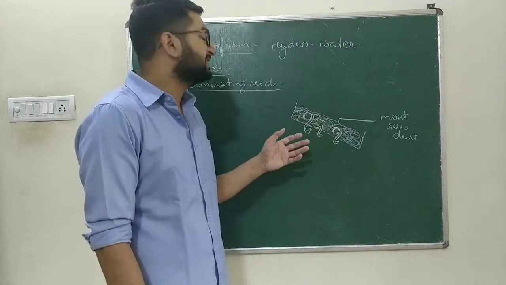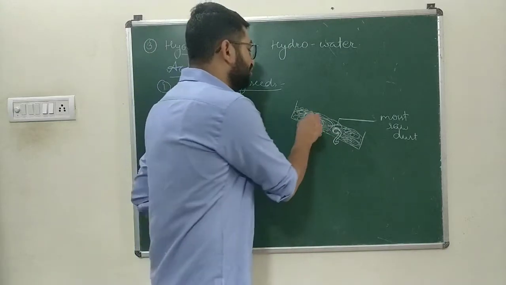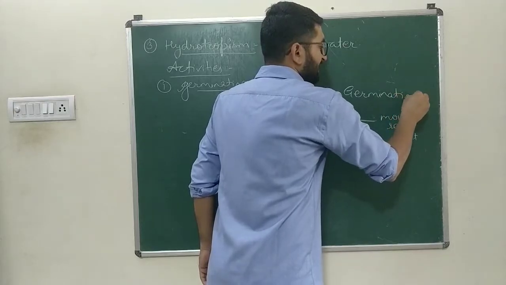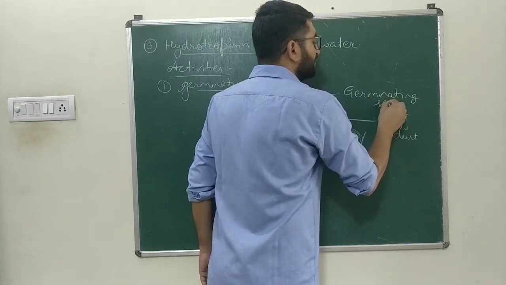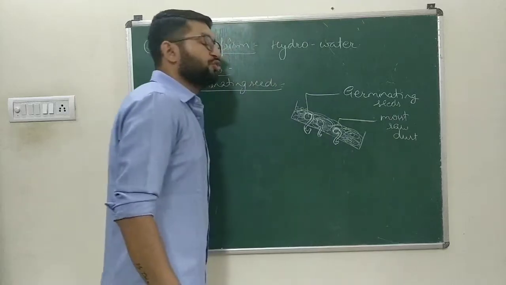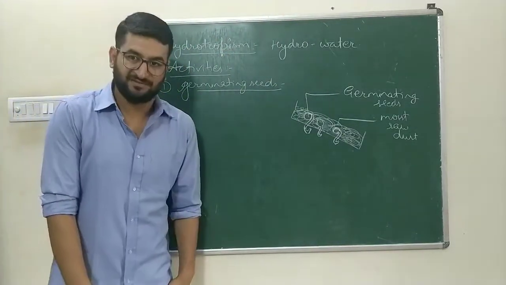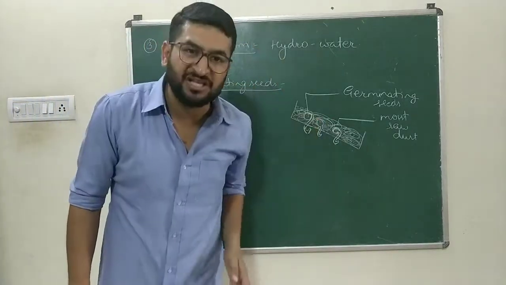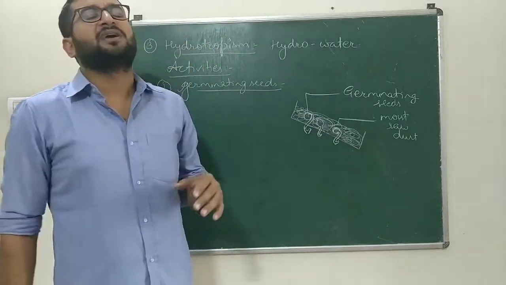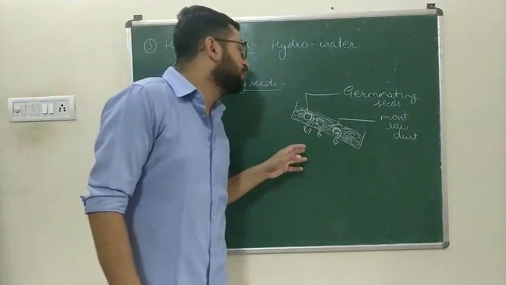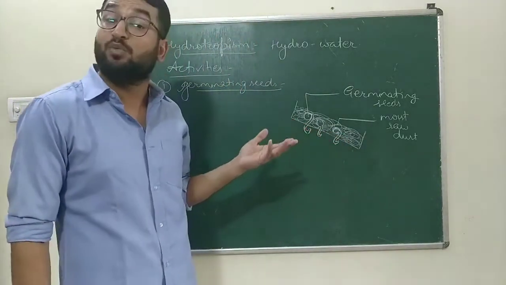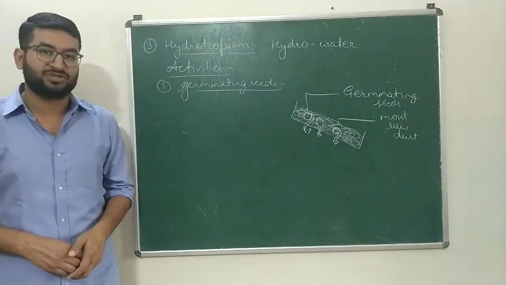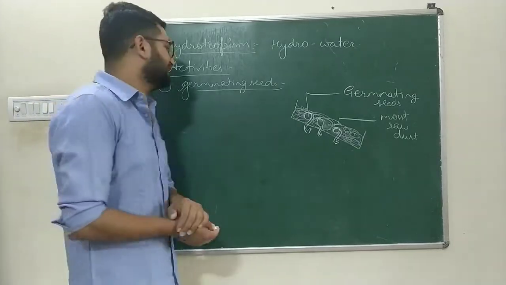What happens basically is when we place certain germinating seeds in moist sawdust, then those seeds will give rise to a radicle, the future root. The radicle first grows in the downward direction due to gravity, but after some growth it will bend and move towards the moist sawdust which has water in it. This activity will prove that roots are positive hydrotropic.